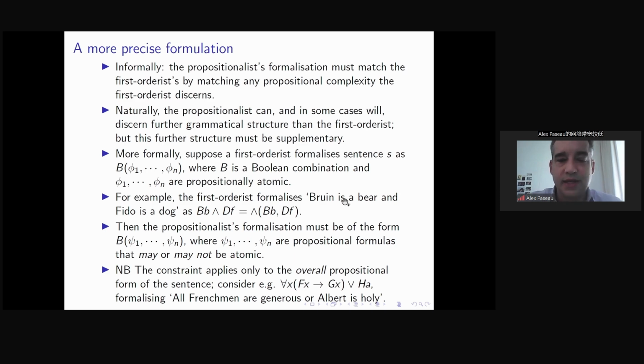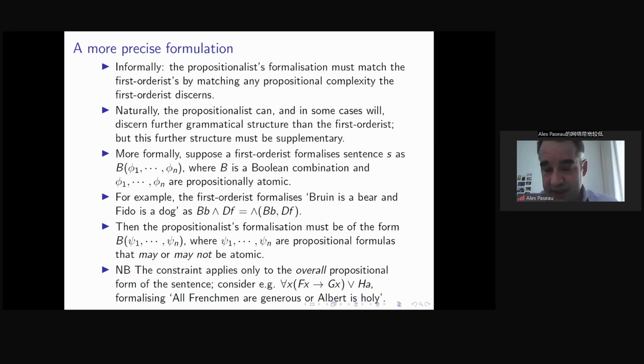Suppose that is the case. For example, the first orderist might formalize Bruin as a bear and Fight as a dog as BB and DF, which is just a conjunction of these two formal sentences. Then the propositionalist formalization must be of the form B of psi 1 up to psi n, where psi 1 up to psi n are propositional formulas as well.